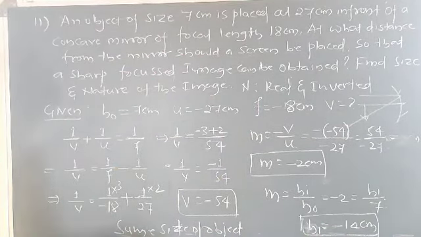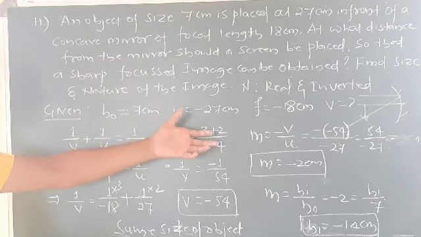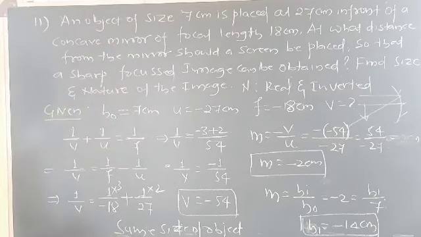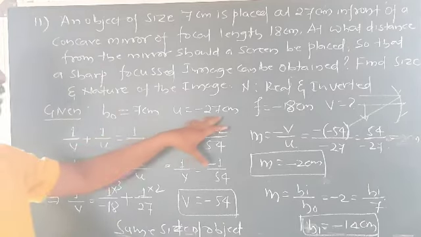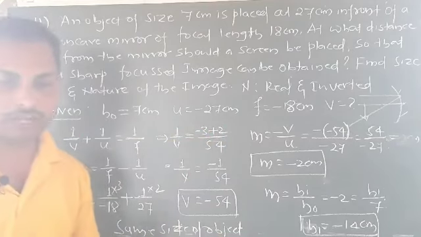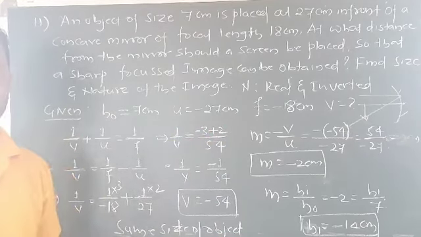This type of problems will be asked in the examinations. Study thoroughly, learn all these problems and practice. Based on the mirror we need to take plus and minus. Whether they have given a concave mirror or convex mirror or lens, or sometimes converging lens, diverging lens, they will confuse you in the examinations. So writing down the given things correctly is very important. Once you write the given things correctly, you can just apply the formula and get your answer very easily. I hope you understood all the concepts here.